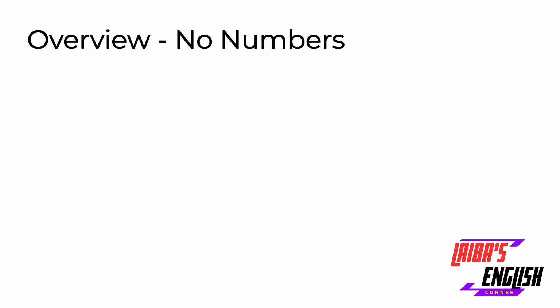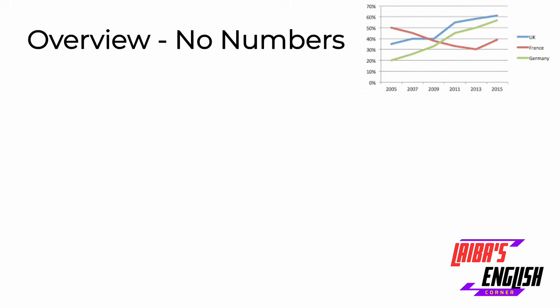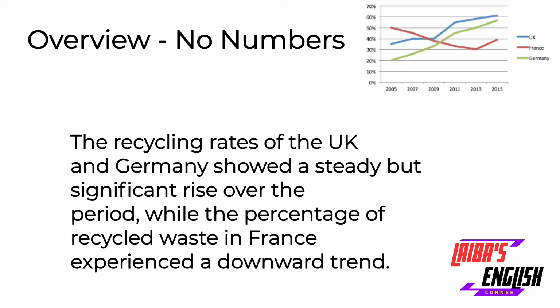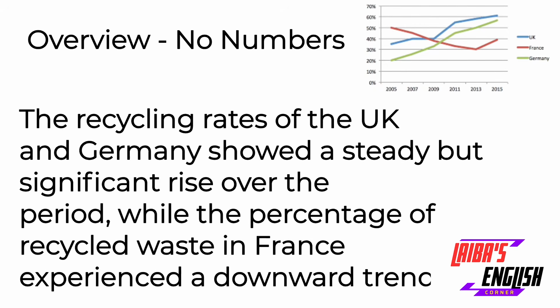Next paragraph would be of the overview. In overview, we are not going to write any number. No percentage, no number. In overview, we are just focusing on the main trends of the graph. In this graph, we can see clearly that UK and Germany are showing significant rise. On the other hand, France experienced a downward trend. So, we are going to write in this way.